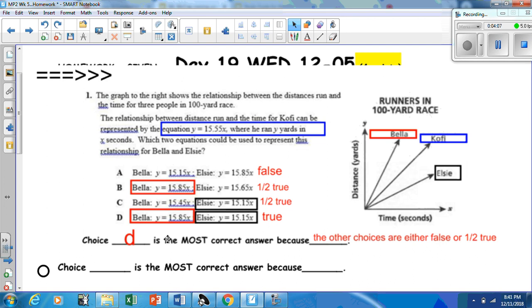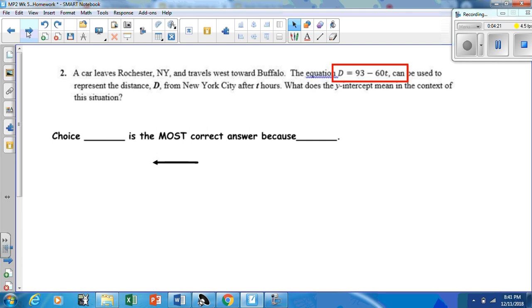Another car example. This time the car is leaving from Rochester, traveling to Buffalo, based on this equation here. 93 is my y-intercept, my initial value. My rate of change is negative, which means I'm going down. And I need to know what the y-intercept means. Well, in the context of the story, the y-intercept simply means that we're 93 miles closer to New York City than we are to Rochester.